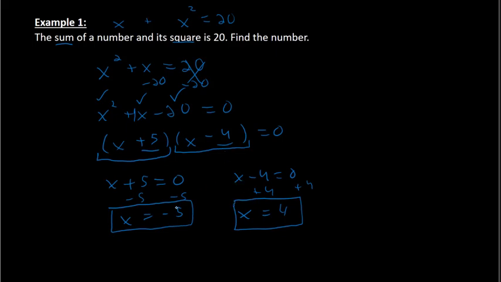We can double check by plugging these numbers back in. In place of x, we could put a negative 5 in. We'd have negative 5 squared, which is 25, plus negative 5, which would equal 20. So that works. For the 4, we could plug that in. 4 squared is 16, plus 4, that would equal 20. So therefore, we do have the correct solutions. X is negative 5, or x is equal to 4.